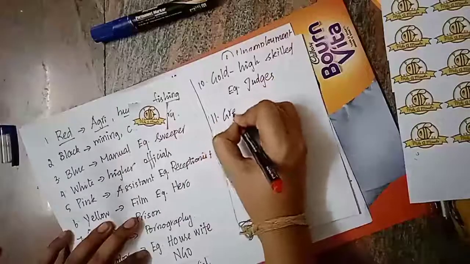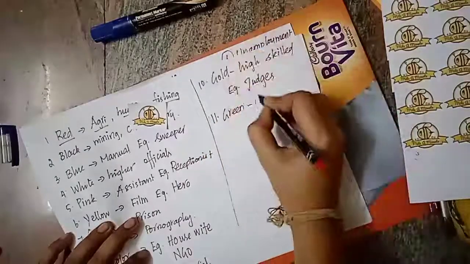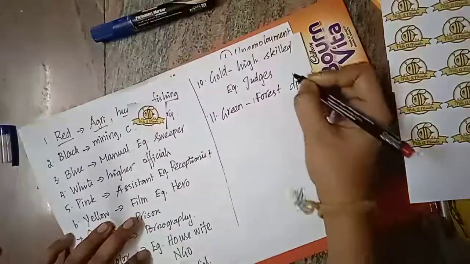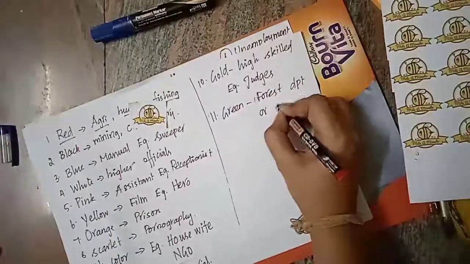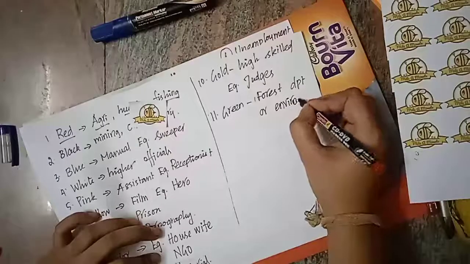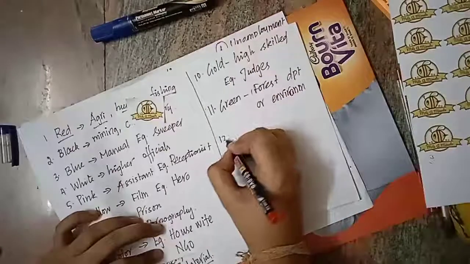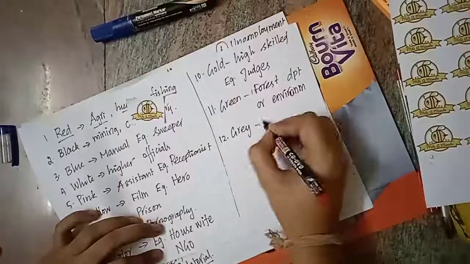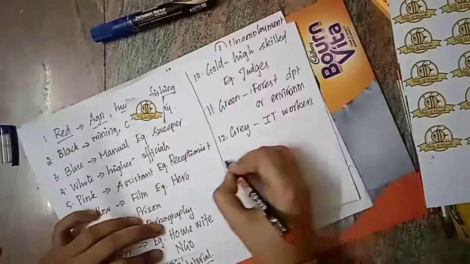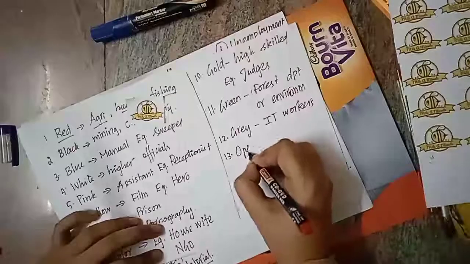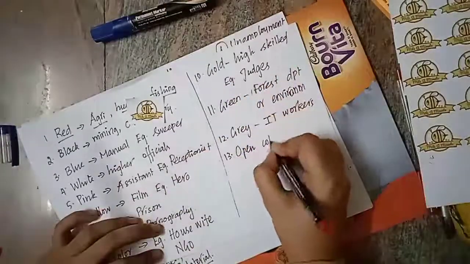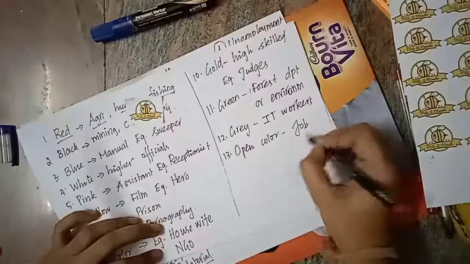And then green. Green is the work related to the forest department. Forest is greenery in color, right? So for forest department or relating to environment, workers are green color. Then grey. Grey is for IT workers. If you are an IT worker, then you have a grey color job. Then open color. Open color is for those who are not working and are searching for work. These are job searching persons.